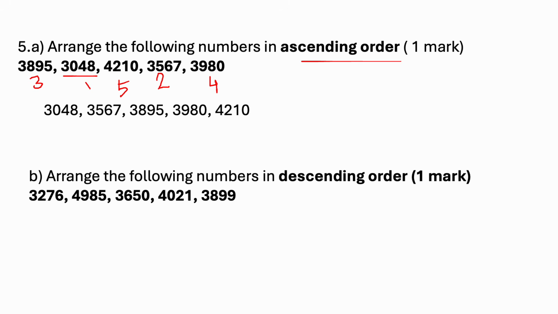So this is the ascending order: 3048, 3567, 3895, 3980, 4210.